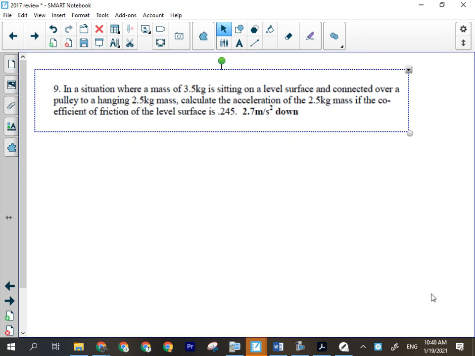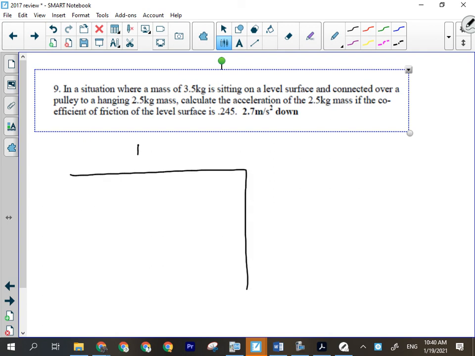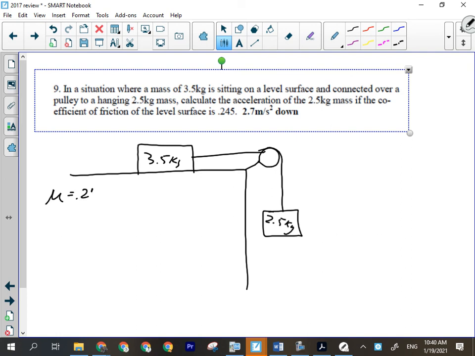So for number 9, we have a 3.5 kilogram mass sitting on a level surface, connected over a pulley to a hanging 2.5 kilogram mass. The coefficient of friction on the level surface is 0.245. We're looking for the acceleration of the 2.5 kilogram mass.